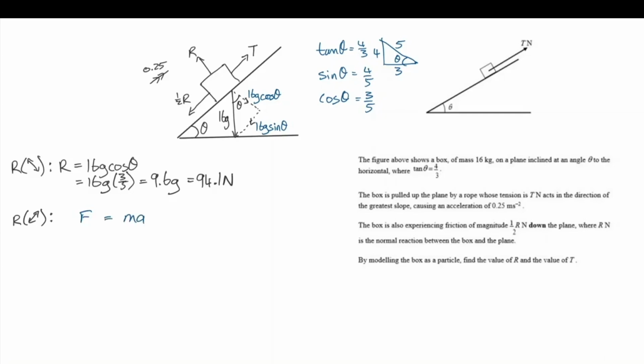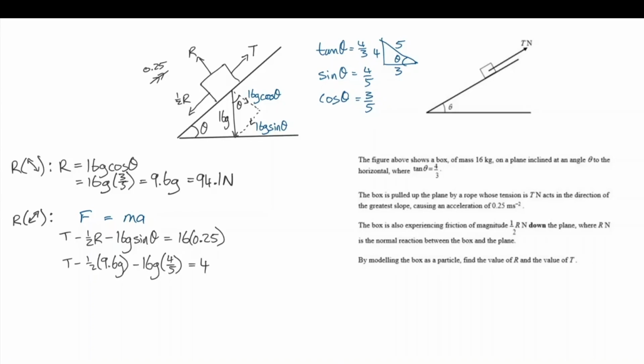Resolving in the direction of motion, resolving parallel to the plane, we're using Newton's second law. So F equals ma, and we'll go for all the positive forces. It's only the tension that's positive. Subtract a half R for the friction, subtract 16G sine theta for the parallel component of weight. That is going to be multiplied by 16 for the mass times 0.25 for the acceleration. Okay, so all of this can be tidied up.